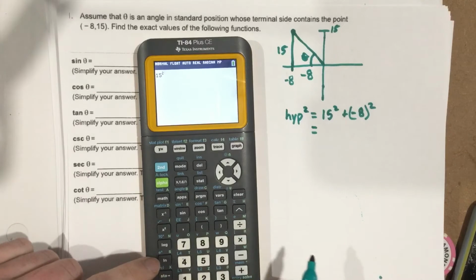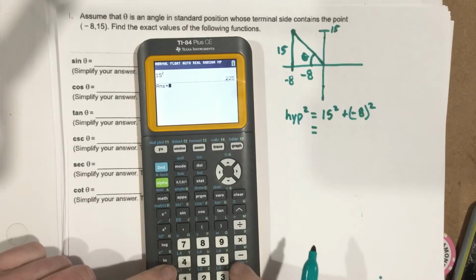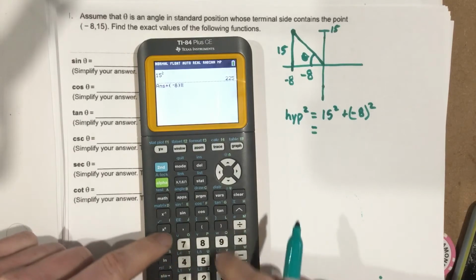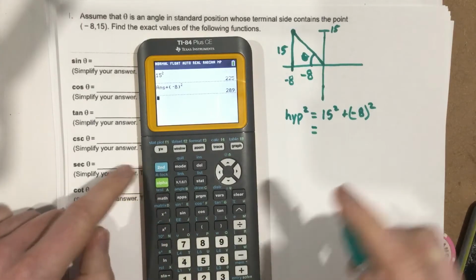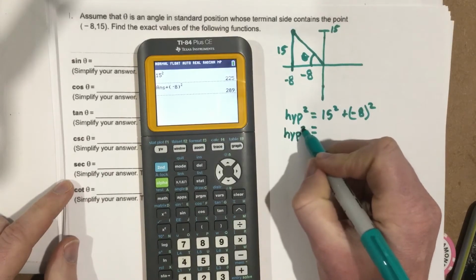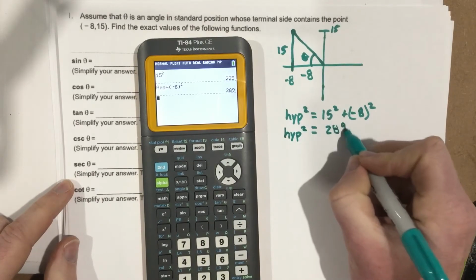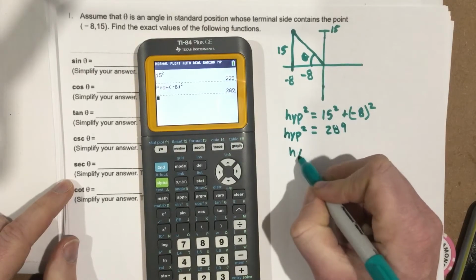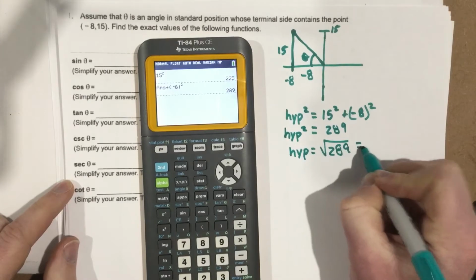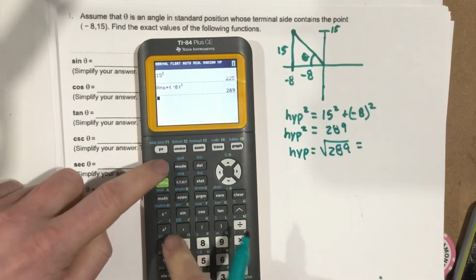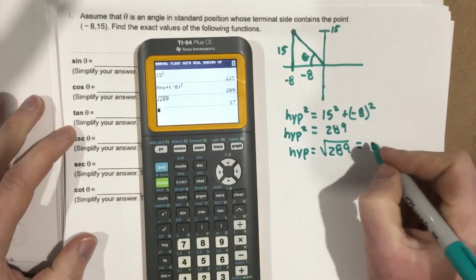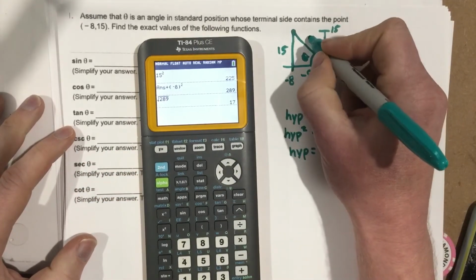15 squared plus (-8) squared. And then remember, I have to take the square root of this, so the hypotenuse squared is 289. So I'm going to square root that. So the hypotenuse is the root of 289, which is 17. So I know the hypotenuse is 17.